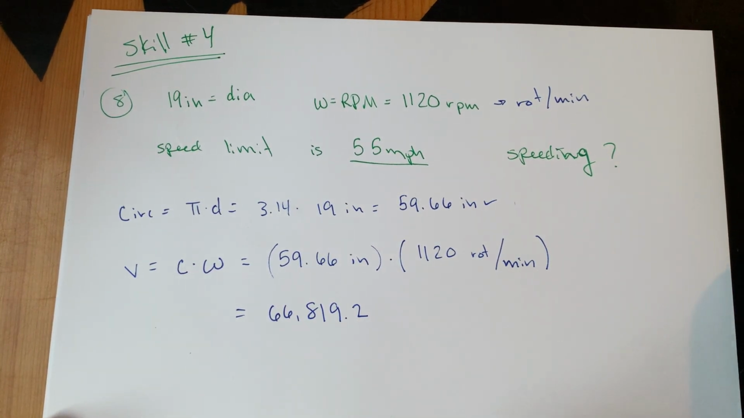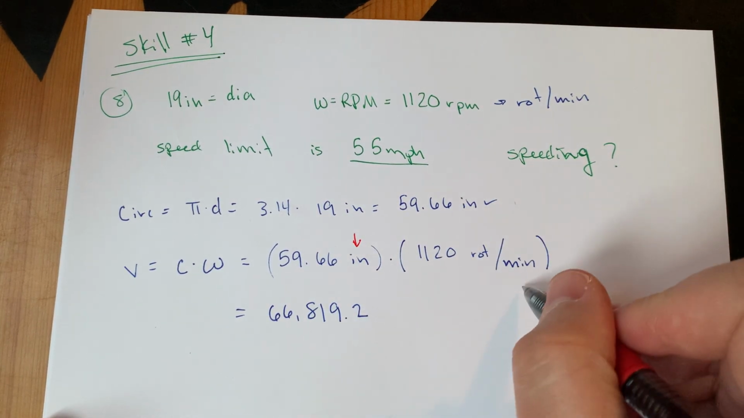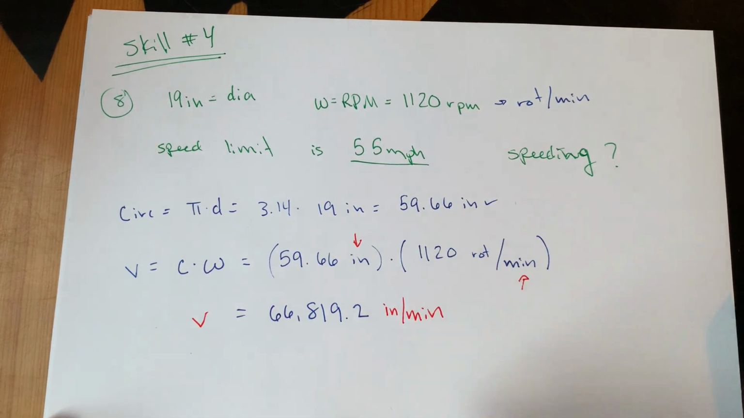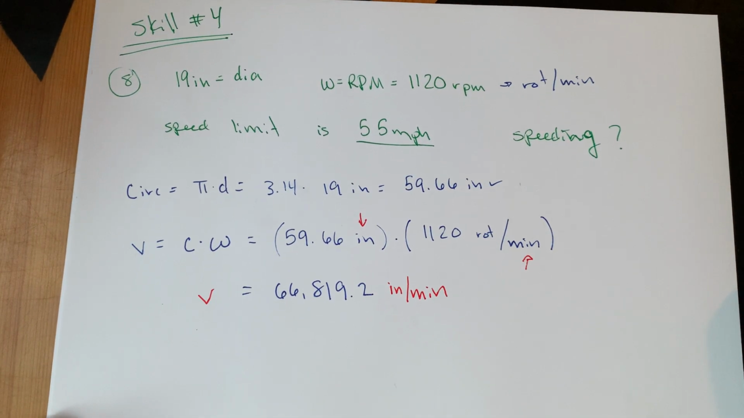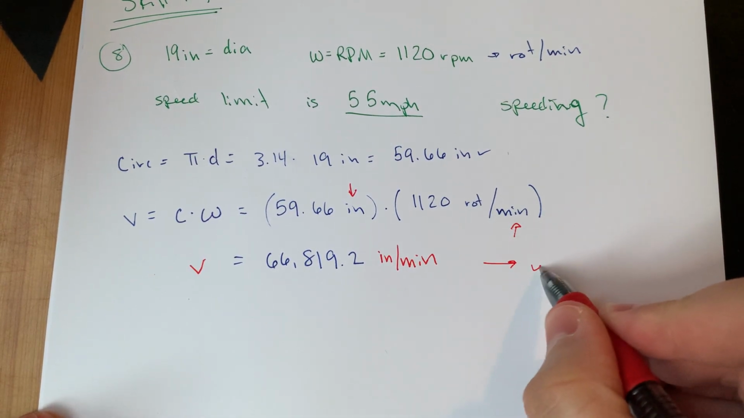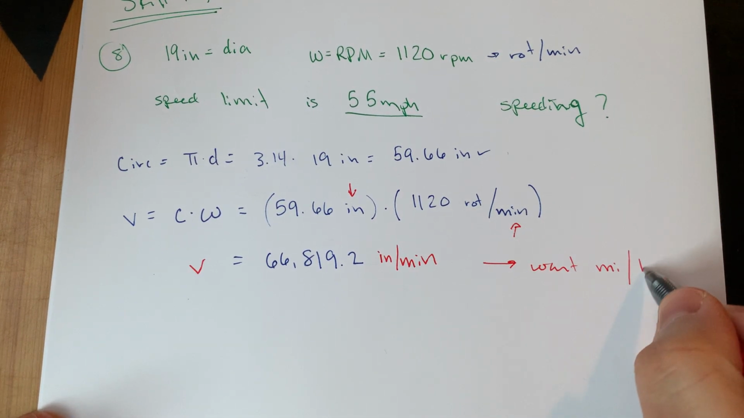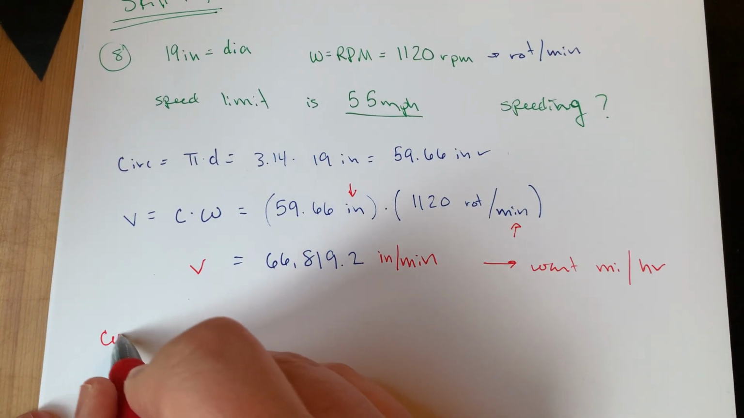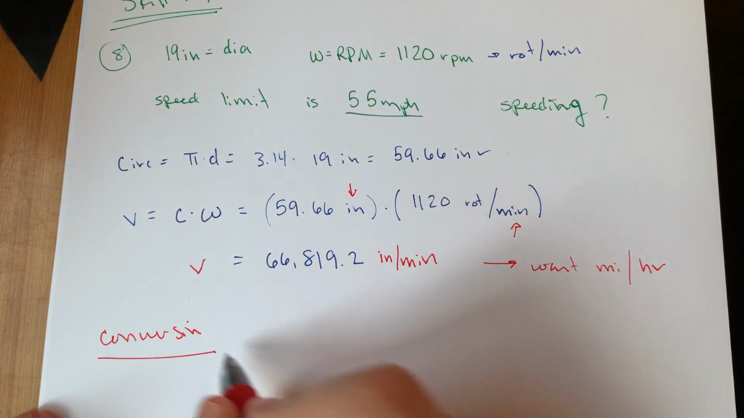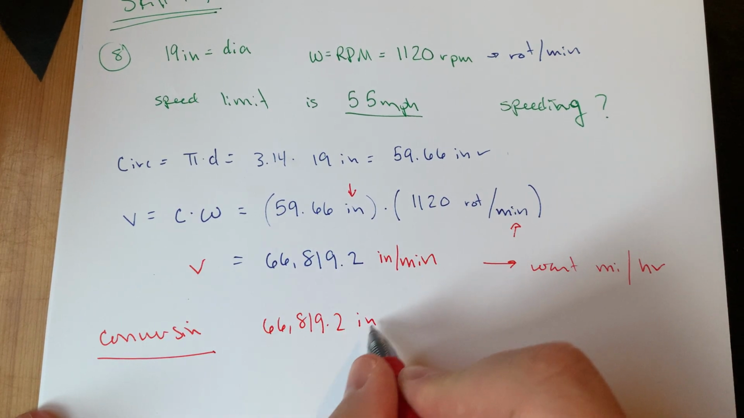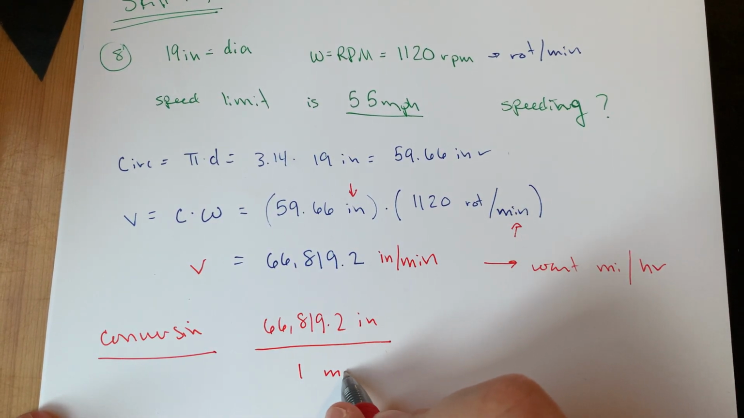What are my units? So that's inches per minute. So that's a linear speed, right? That is a speed, but the units are not what I'm after. So that's inches per minute. What I want is miles per hour. So I need to do a conversion there. So we'll set it up. 66,819.2 inches for every 1 minute.